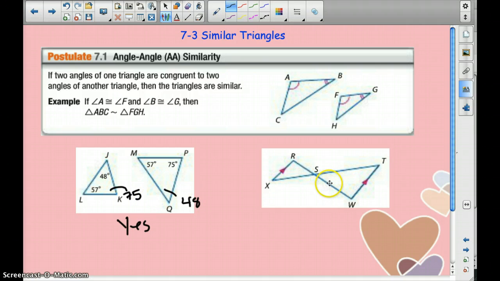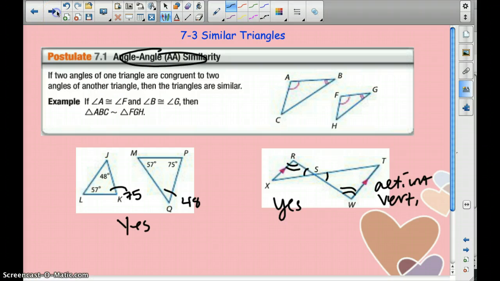What about this one? Is this one similar as well? Well, we have the vertical angle, and we also have alternate interior angles. So alternate interior and vertical. So yes, they are going to be similar by the AA postulate.